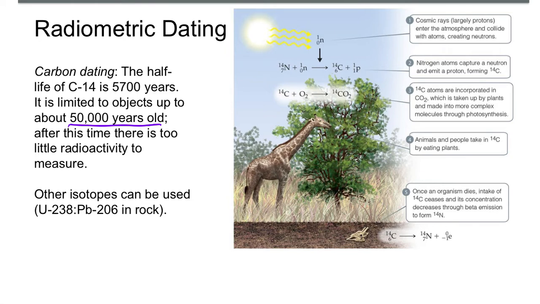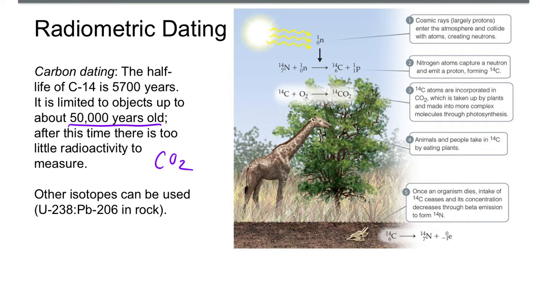There are other types of isotopes that are used to measure other things. Carbon-14 is limited to things that were once alive. Does anyone know why? What's that? Something about carbon. It has to do with CO2. Carbon-14 comes from CO2 in the atmosphere. If you have a living, breathing thing, it takes in or emits CO2. It's part of the function, right?